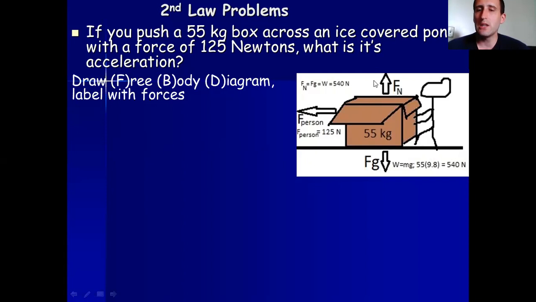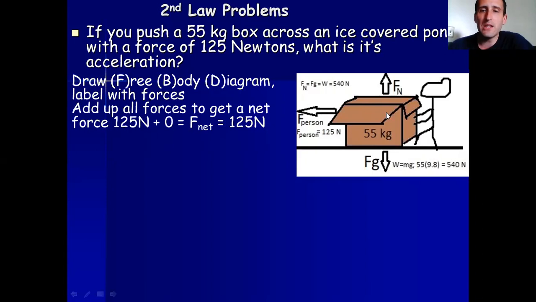So those two end up canceling, and that's a very common occurrence. That the vertical forces will cancel. But as you will see here on the third problem, just because they cancel doesn't mean they don't contribute to the answer in some way.